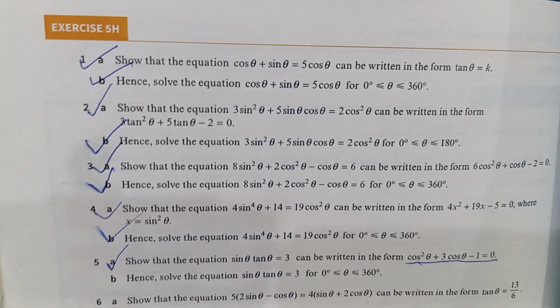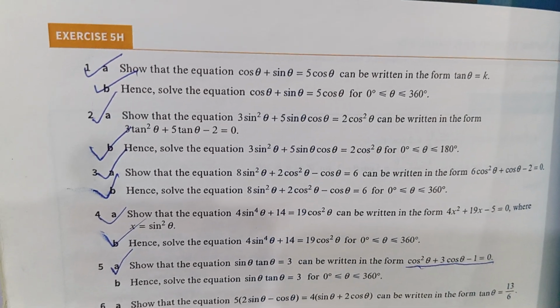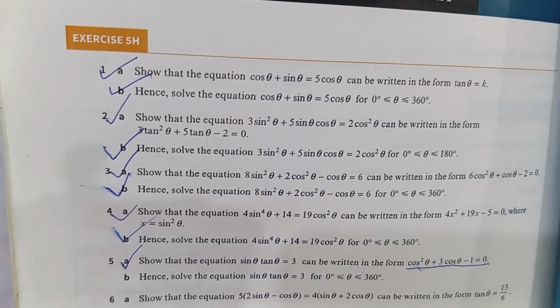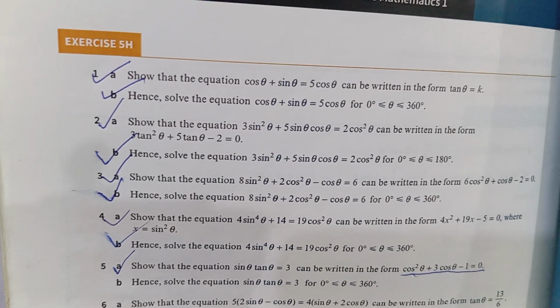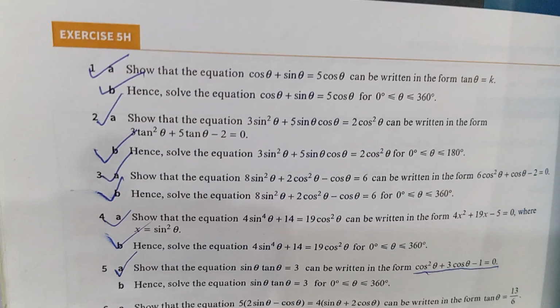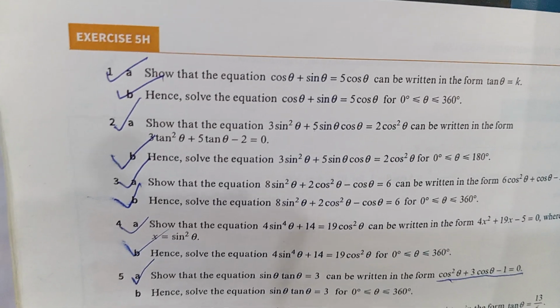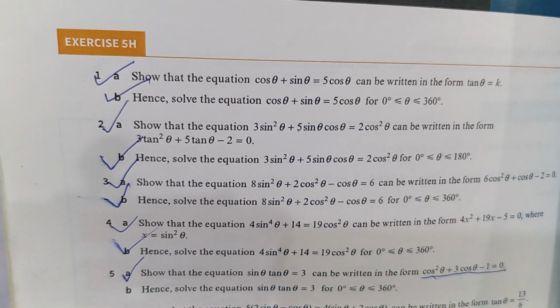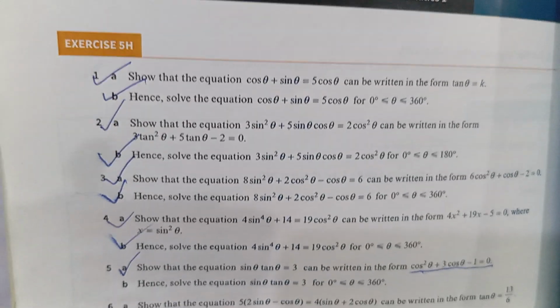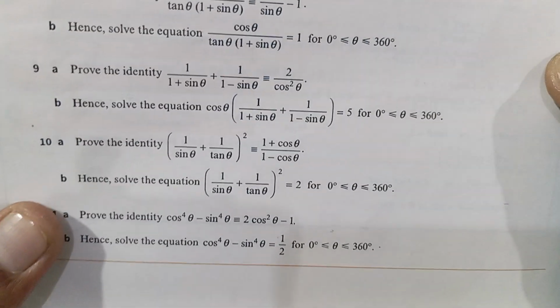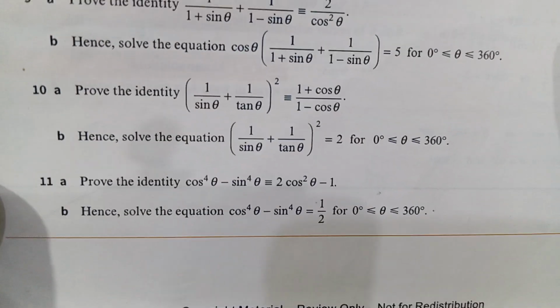My name is Farhan Mazhar, and today we are working on exercise 5H from the course book of Pure Maths 1. Chapter 5 is about trigonometry, and exercise 5H is about further trigonometric equations. In this video, we are going to start work from question number 10.